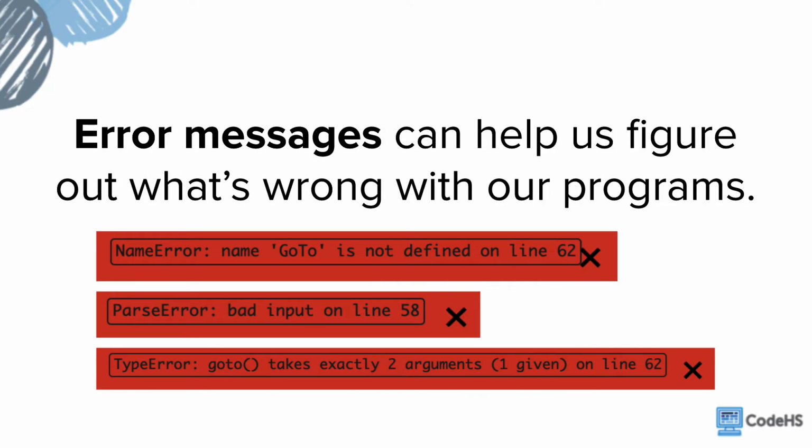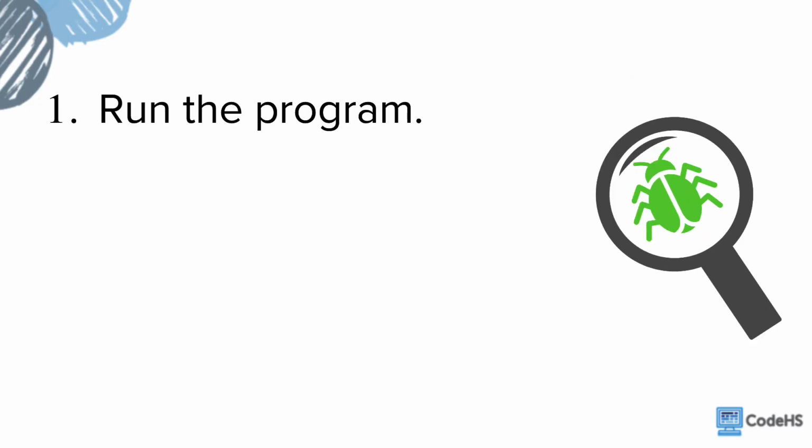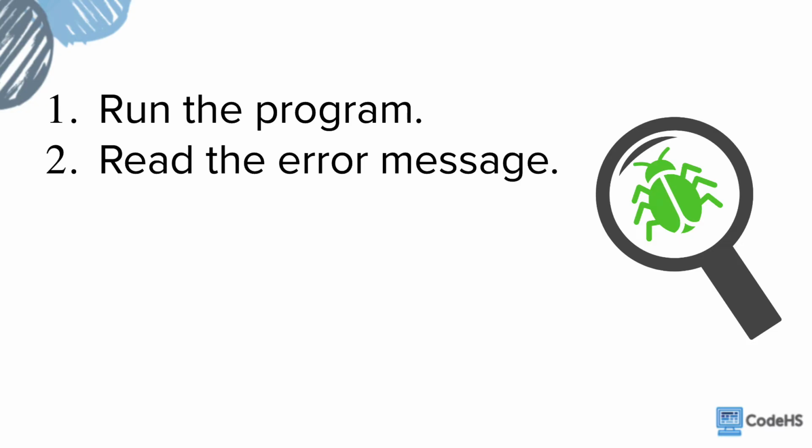Error messages can help us figure out what's wrong with our programs, and they can give us a lot of information to help us fix the issue. So how do you use error messages to debug programs? Debugging is a process. Start by running the program. This helps you identify what your program is doing right and if your program has any bugs. If there is a bug, you'll probably get an error message.